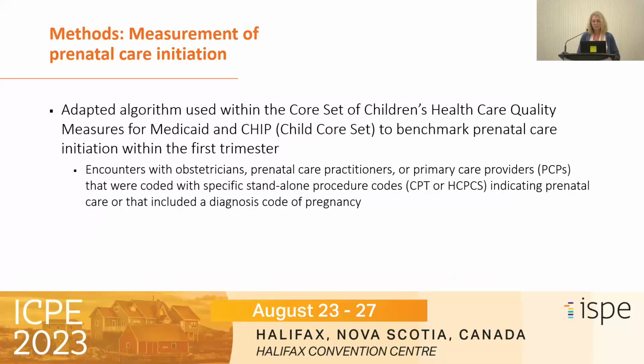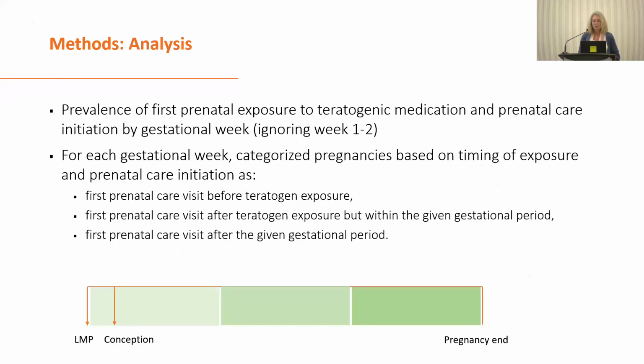In terms of measuring prenatal care, we used an established prenatal care measure that is used by the Centers for Medicaid and Medicare Services in the Child Core data set. That looks at specific CPT codes or pregnancy diagnosis associated with specific provider specialties such as obstetricians and PCPs. So then we basically timed the whole thing based on gestational weeks. So for each gestational week, let's say week 12, we basically looked at the proportion of pregnancies that were exposed to a teratogenic medication up to that specific time point.